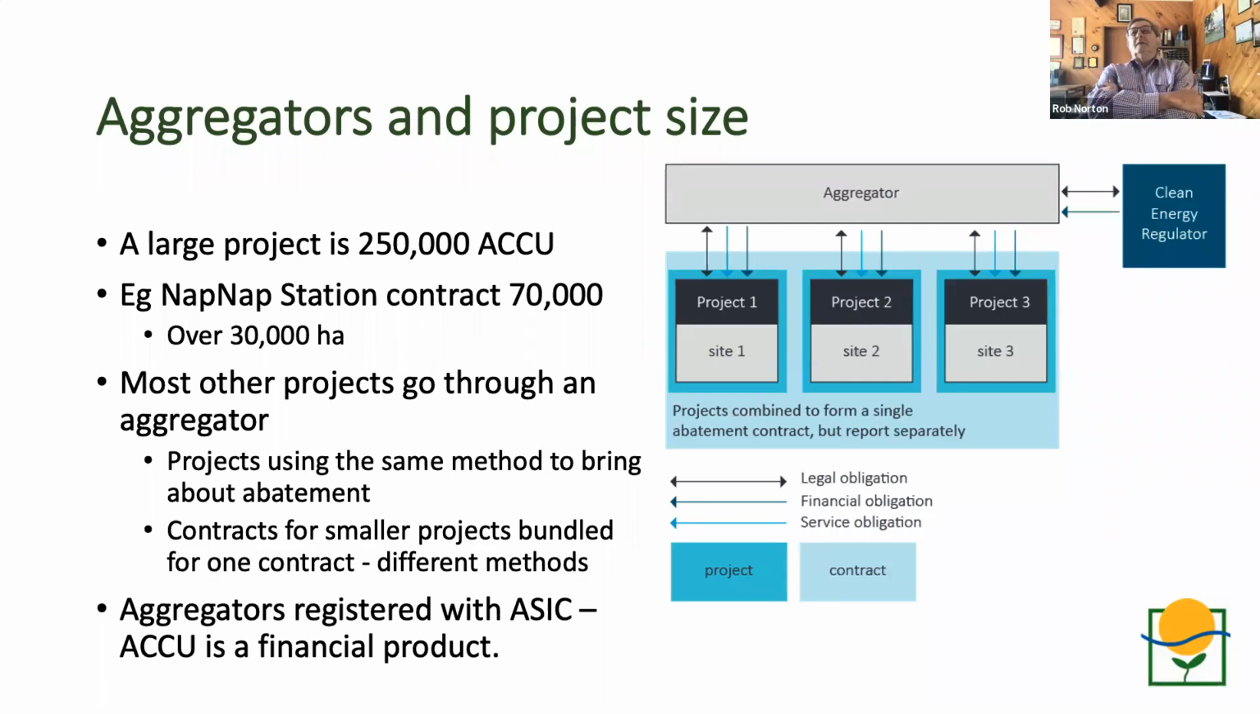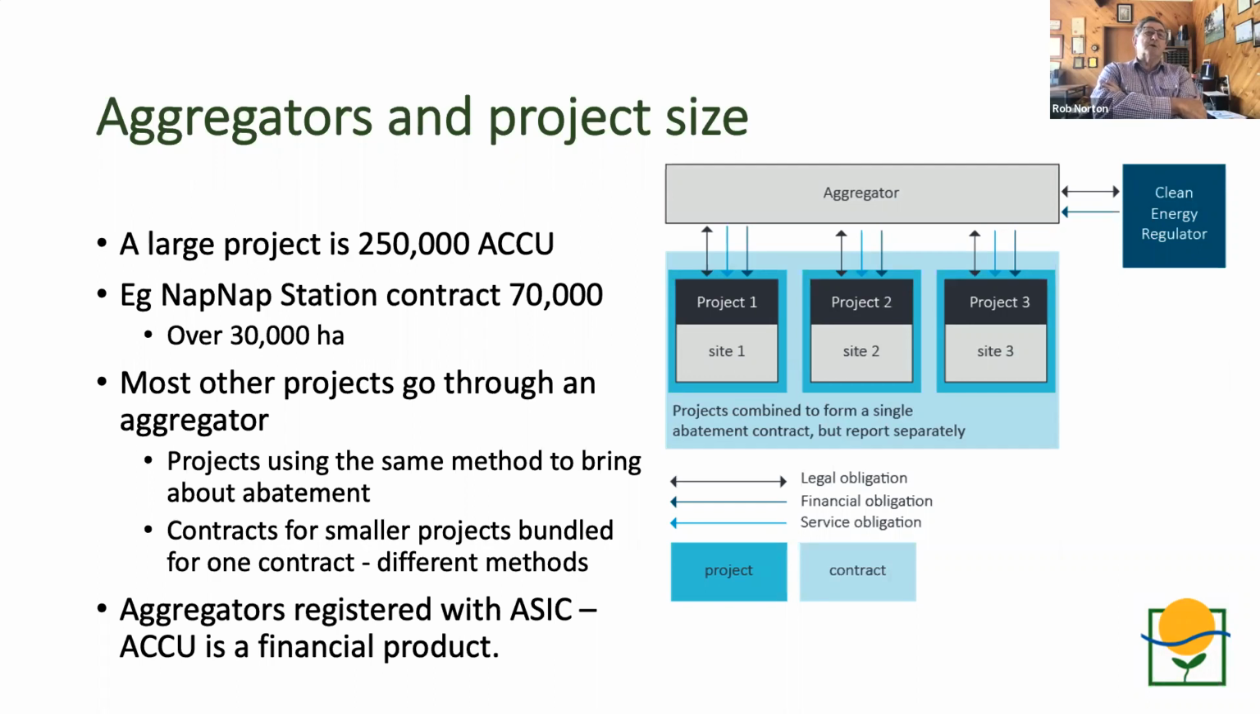And those projects, there's lots of them. Most of those projects aren't done by individual farmers. They're usually done by aggregators. Aggregators are registered with ASIC. It's considered as a financial product, not as an environmental product. And what an aggregator does is they negotiate with the Clean Energy Regulator, who buys and sells the credits. And they'll put together a bunch of projects and amalgamate them into a formal single contract, each reported separately.